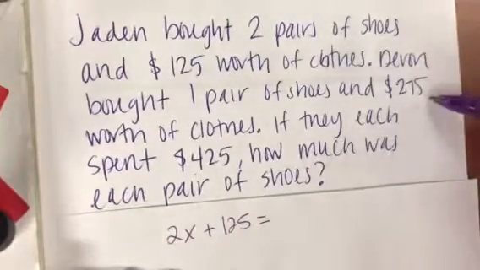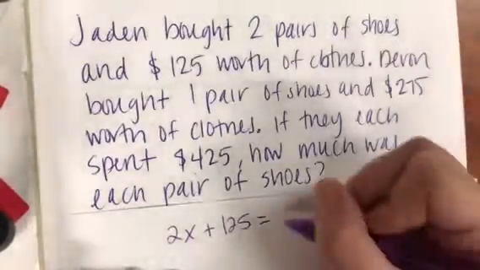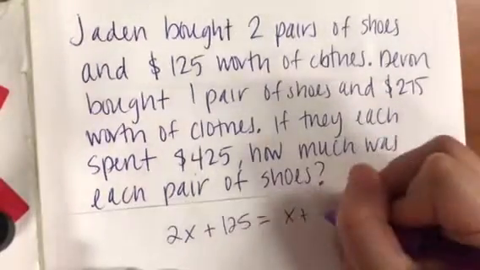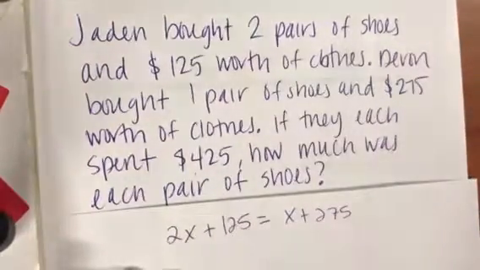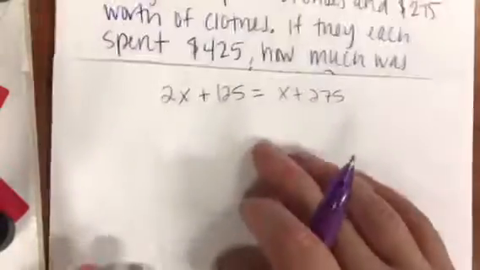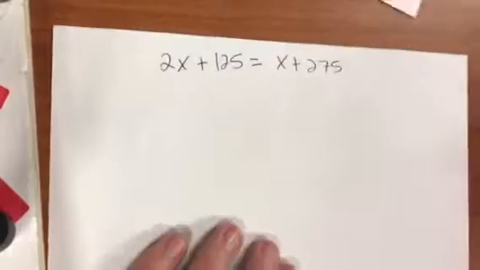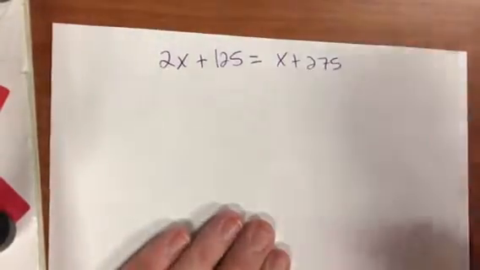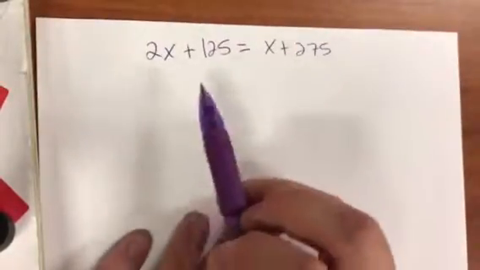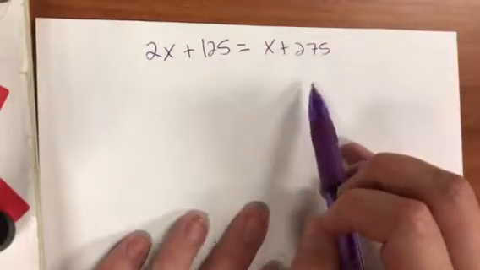Now, Devin bought one pair of shoes that cost the same. So x plus $275 worth of clothes. Is that it? That's it. Now we just solve. Cool. We don't need that anymore. We do need that one. Now, we've got 2x plus 125 equals x plus 275.